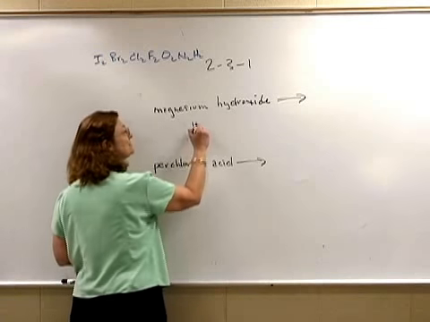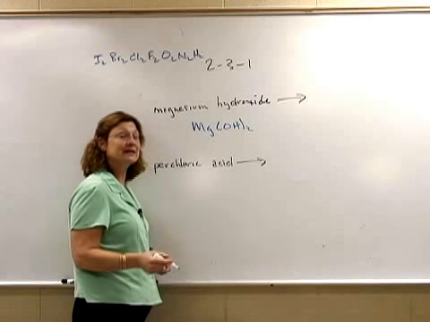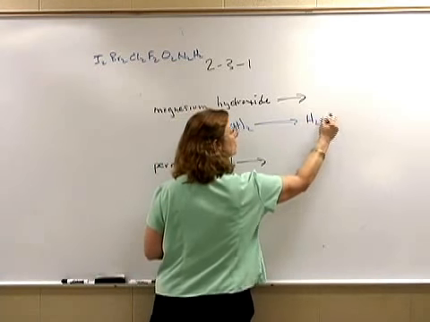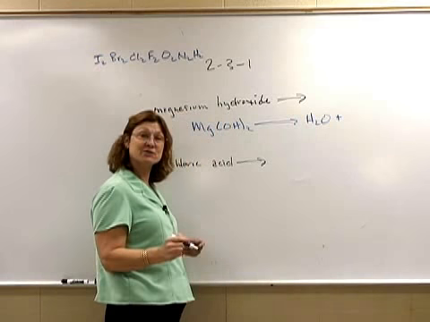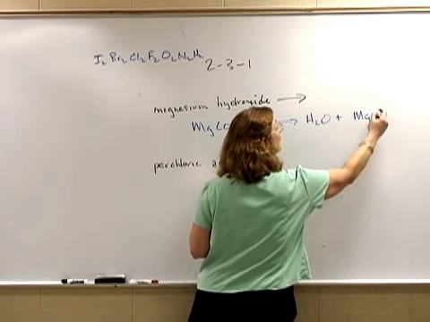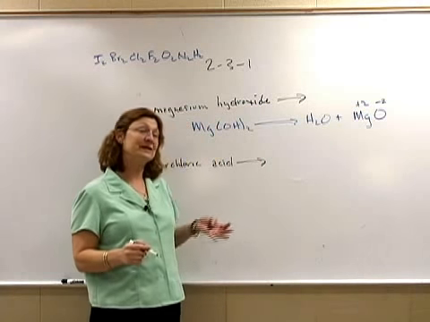Magnesium hydroxide is a base. Metal hydroxide is a base. Now, when we decompose this base, we're going to get water and a base anhydride. And the metal in the anhydride is magnesium, and oxygen is -2. So it's just MgO.